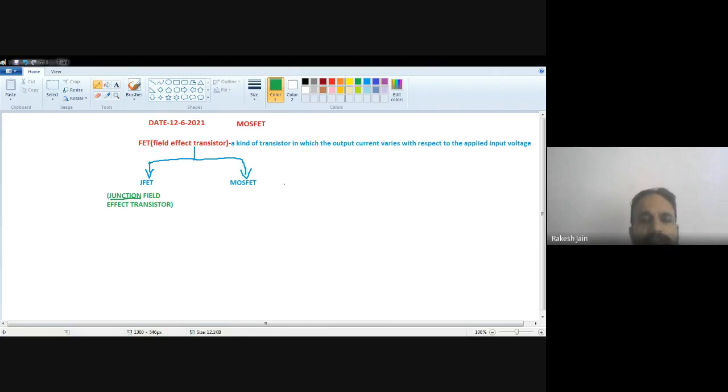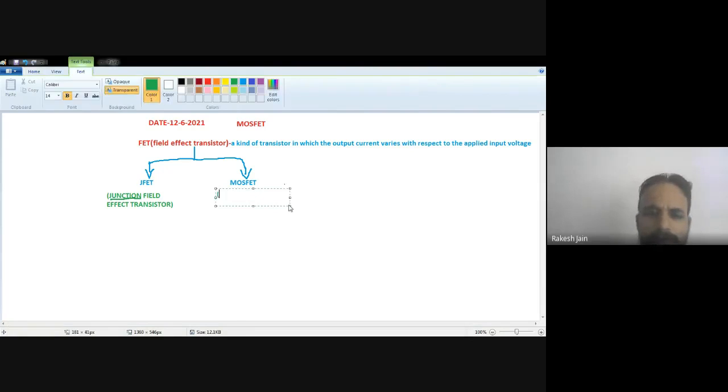Now the second, which is our today's topic, is the MOSFET. So first of all, what is the meaning of MOSFET? MOSFET is actually an abbreviation for metal oxide semiconductor field effect transistor.